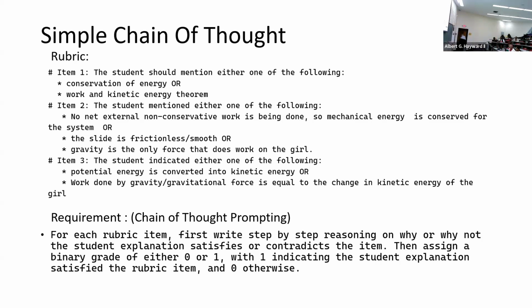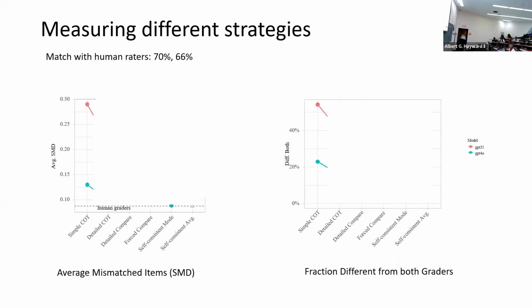I can't say that no humans do that, right? Sometimes we do that. All right. This simple method, the red dot is GPT 3.5. Green dot is GPT 4.0. 4.0 is so much better.